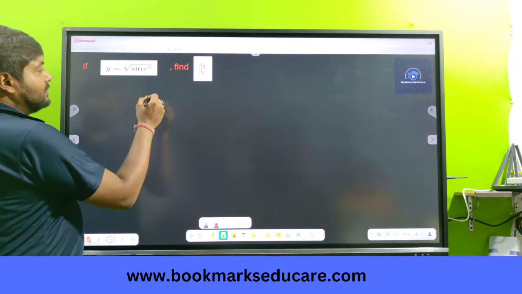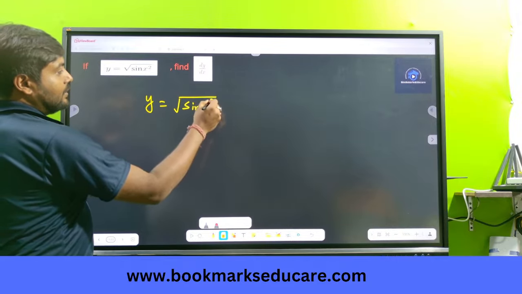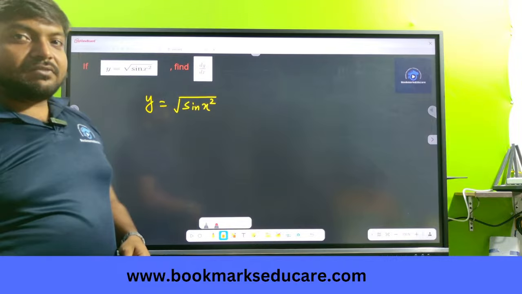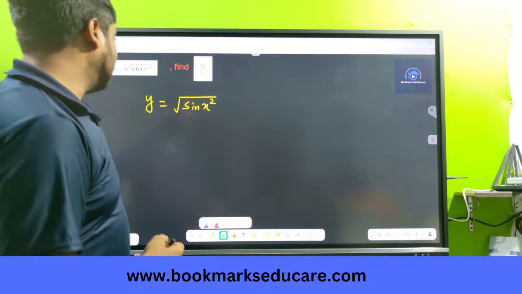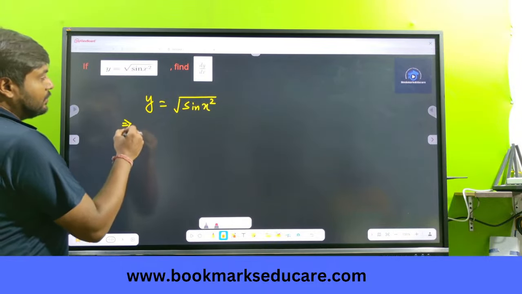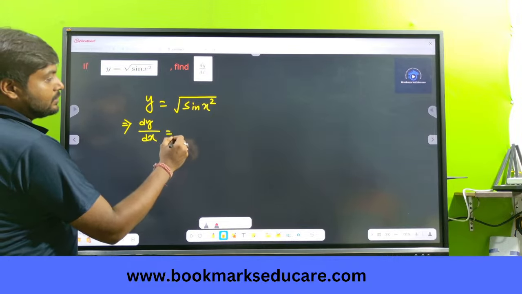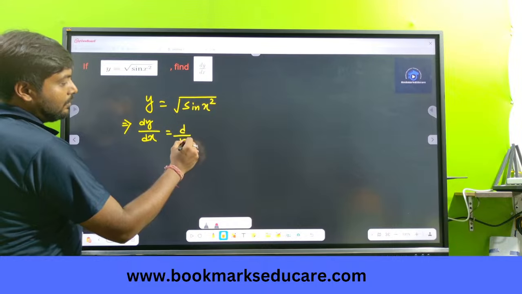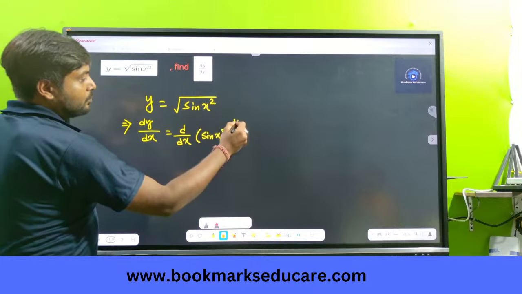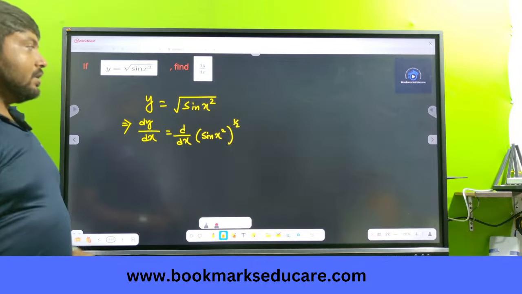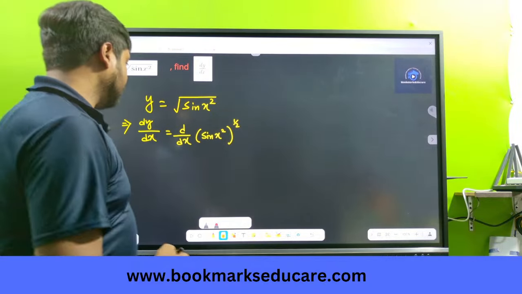So the given function is y equals root over sin x square. We have to differentiate this function with respect to x. Let's do that. dy by dx equals d/dx of (sin x square) whole to the power 1 by 2, because we can take square root as to the power 1 by 2.